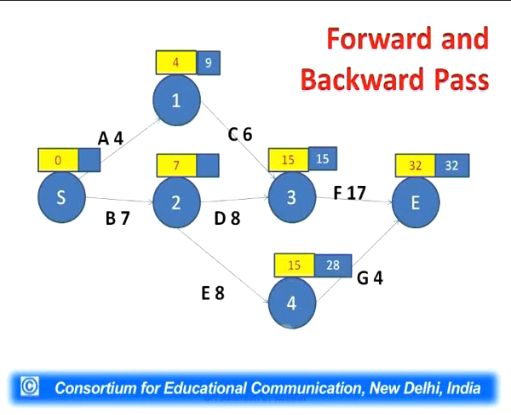If we see node number 1, we can reach node number 1 via C. 15 minus 6 is 9, 9 has been written. And similarly, node number 2, we have written 7. Why we have written 7? We can come via D, we can come via E. 15 minus 8 is 7, 28 minus 8 is 20.